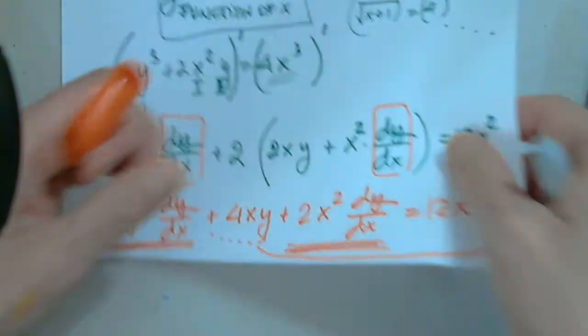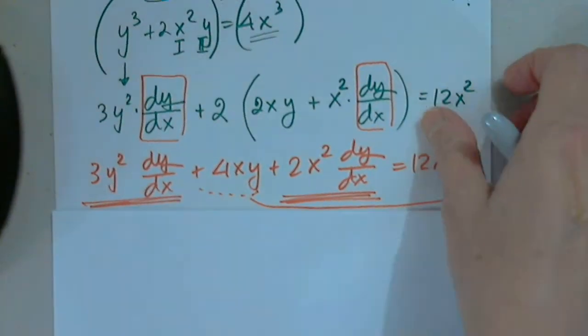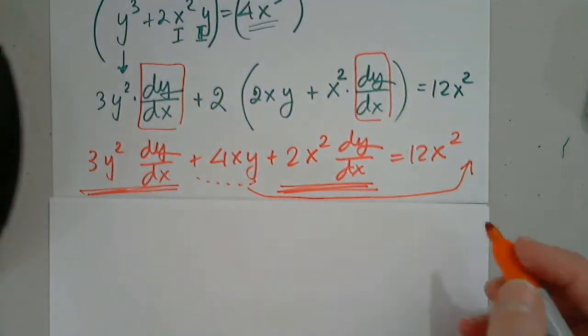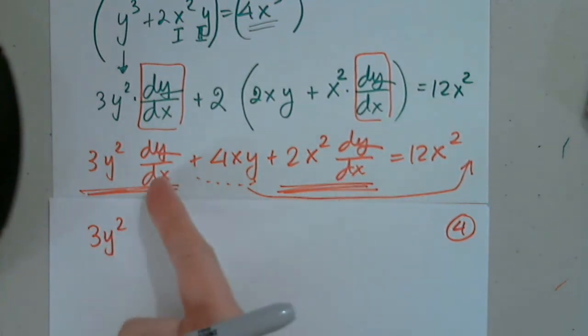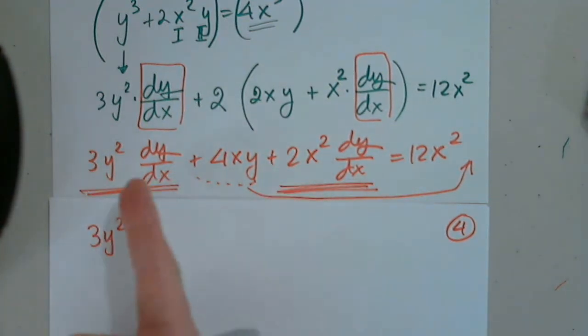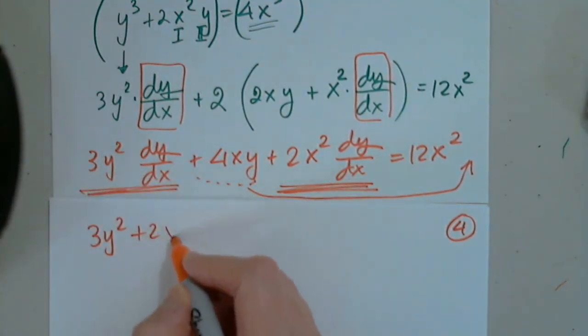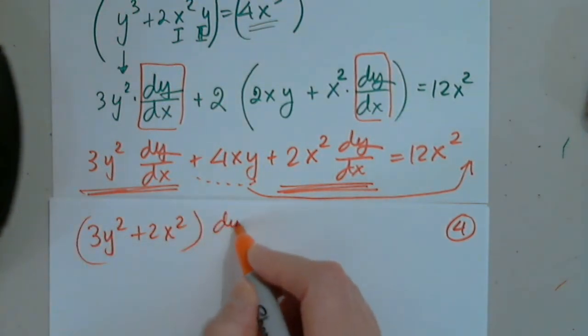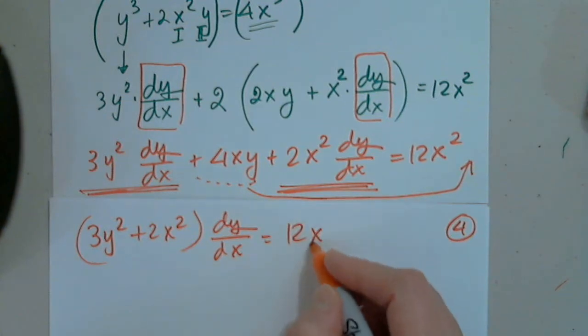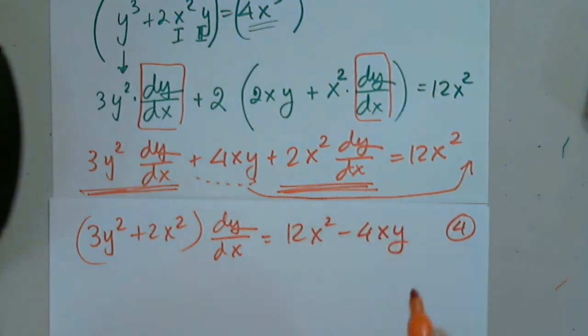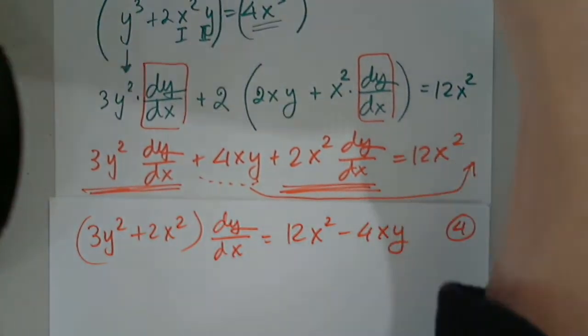So now let's continue. Stop me if you have questions, please. Then I have 3y squared, and I will also factor dy over dx because I cannot combine these 2, so plus 2x squared dy over dx. And this equals 12x squared minus 4xy. How do I solve for dy over dx? Final step.